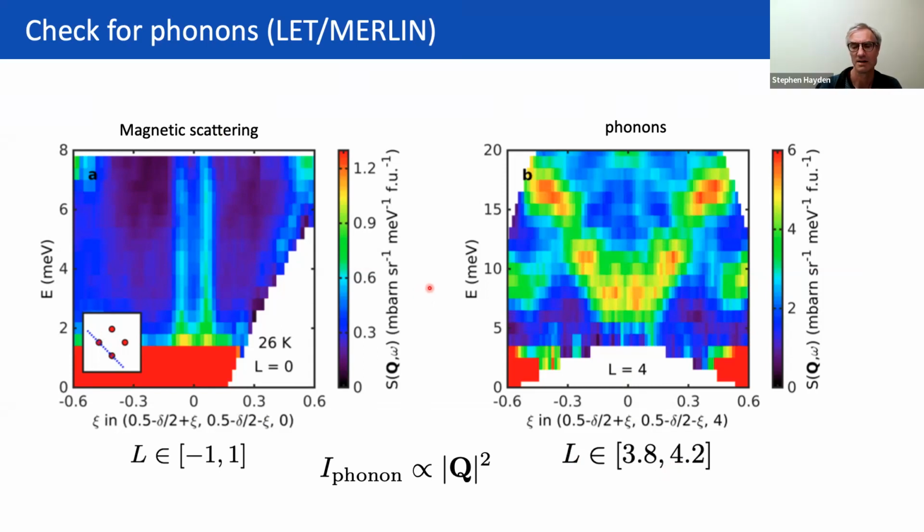It's a mode that Bob Bergeneau found does things when you go through the LTT nodes. So from the high temperature tetragonal to the low temperature orthorhombic transition, it moves around. So it's an optical mode.